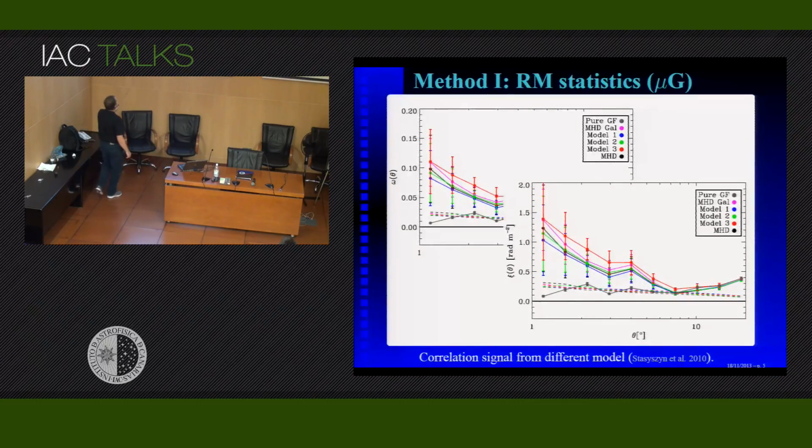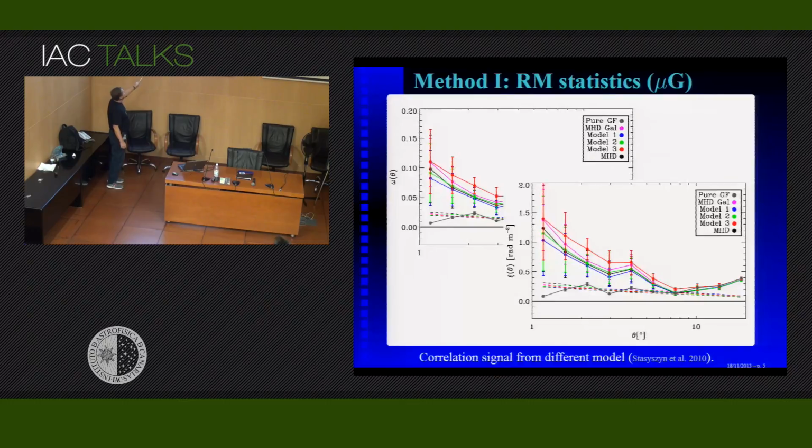Again, these are the correlation functions calculated from these different models after this whole procedure. For every one of these models, whether it's a model with low magnetic field or with high magnetic field, you get a nice correlation function which is several sigmas away from the null signal, which is the dashed line, which is just a reshuffling of your data points.